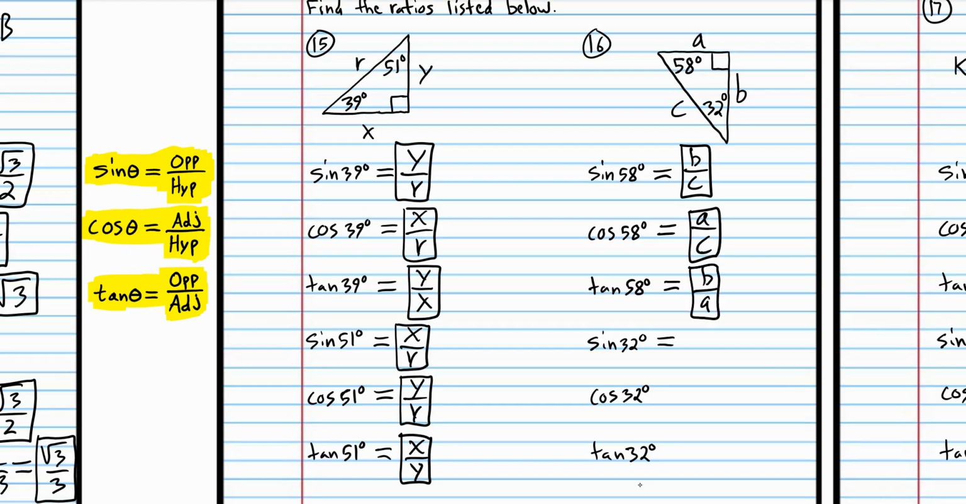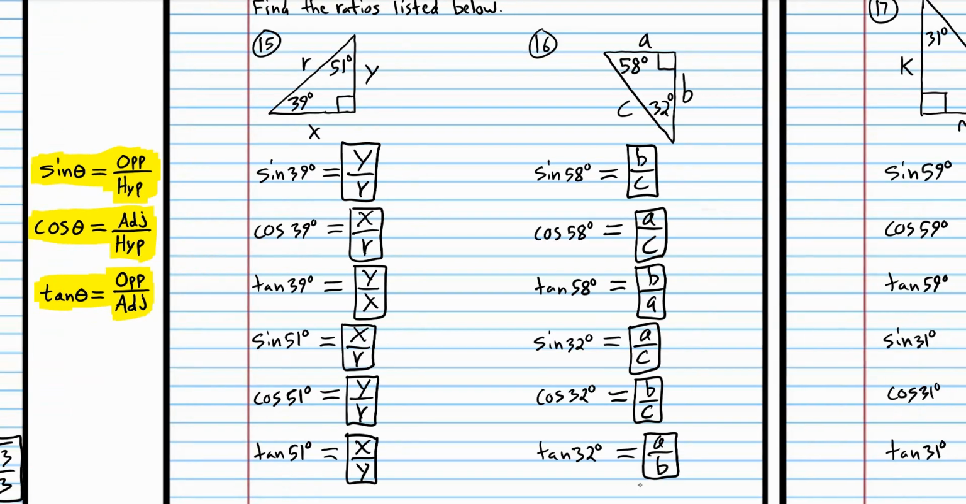Now we're moving to a different angle in the triangle. Sine is opposite over hypotenuse, so opposite 32 is a, and hypotenuse is c. Cosine is adjacent over hypotenuse, adjacent to 32 is b, and hypotenuse, of course, is c. Tangent is opposite over adjacent, so opposite 32 is a, and adjacent for 32 is b. Okay, so now it's time for you to try.